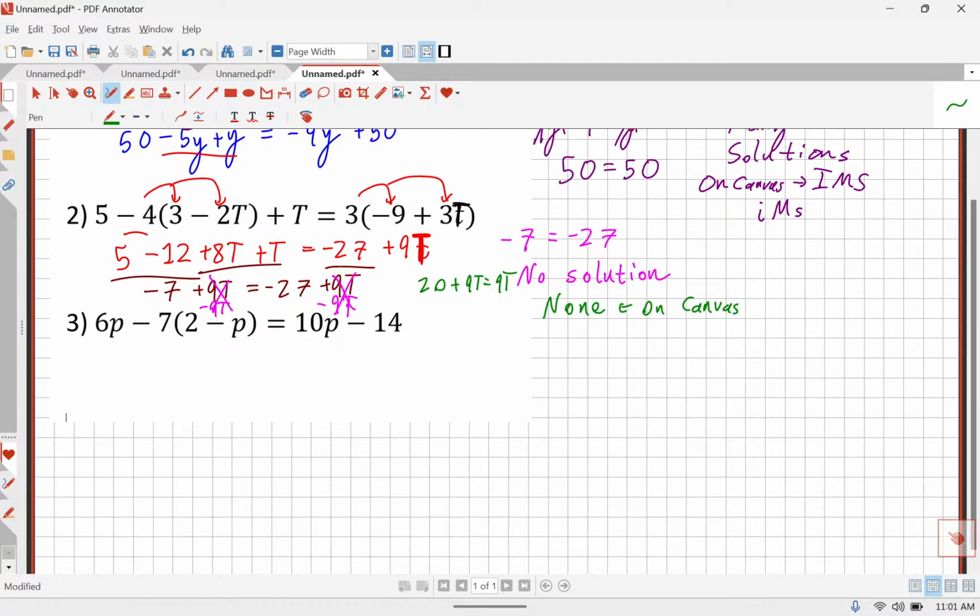Juliet, what's step 1? I just dropped down the 6p and then I distributed the -7. And what did that turn into? -14 plus 7p. Mm-hmm. And then over here? And then I just dropped down the 10p minus 14. Love to see it. Okay. What would you like to do next, Alex?